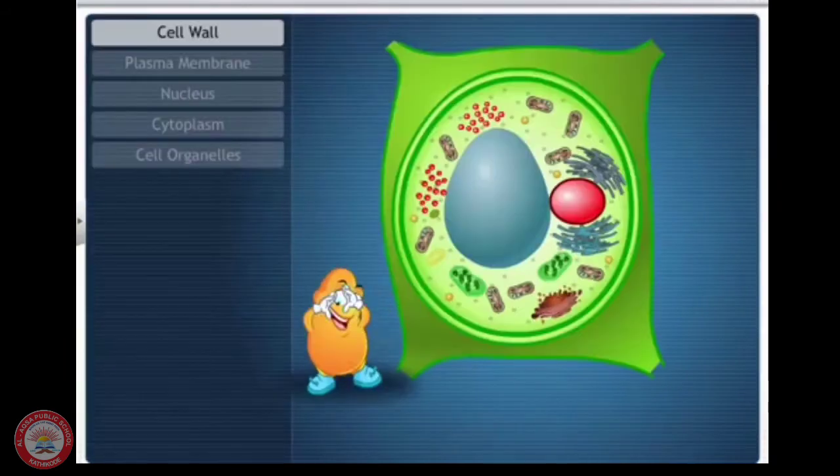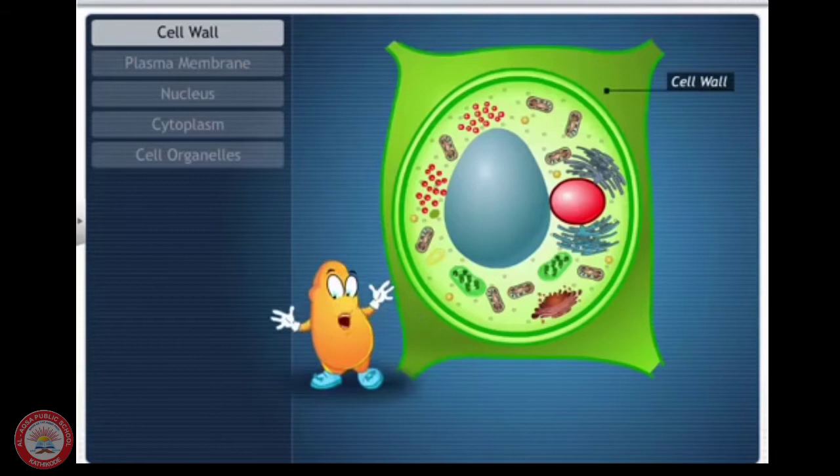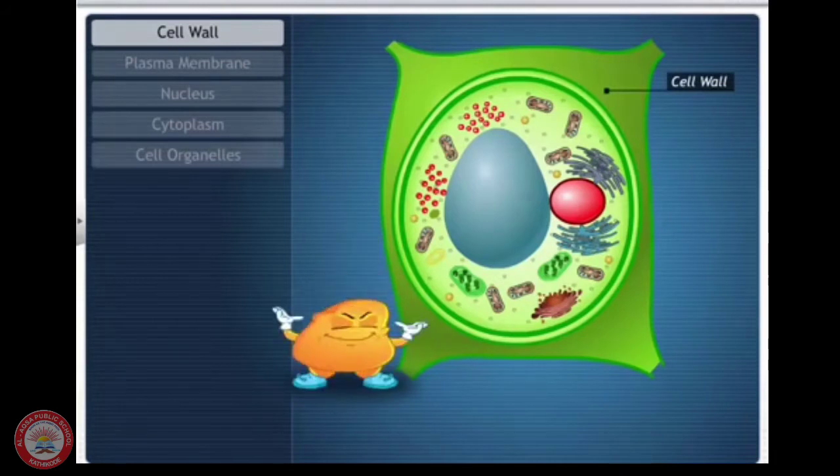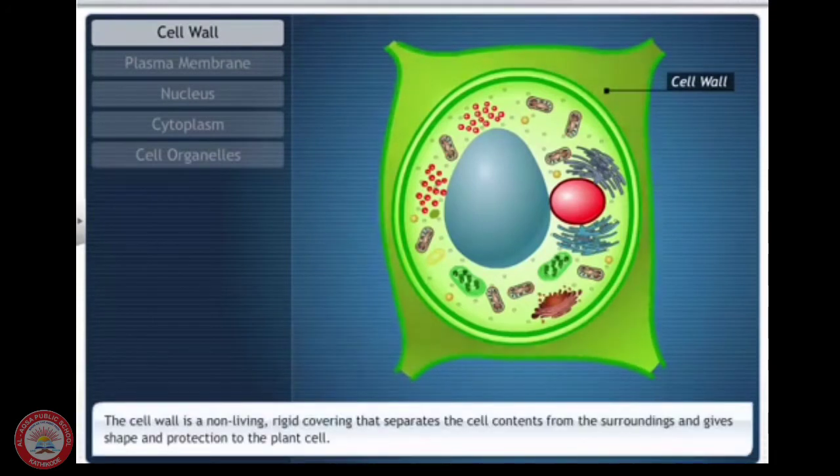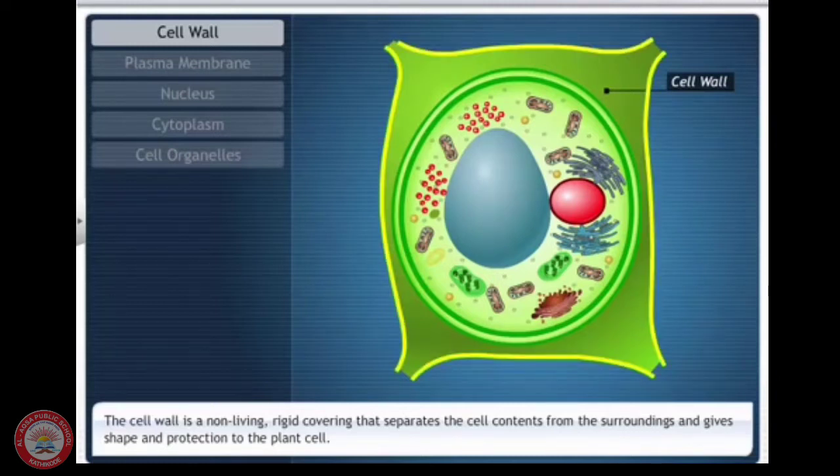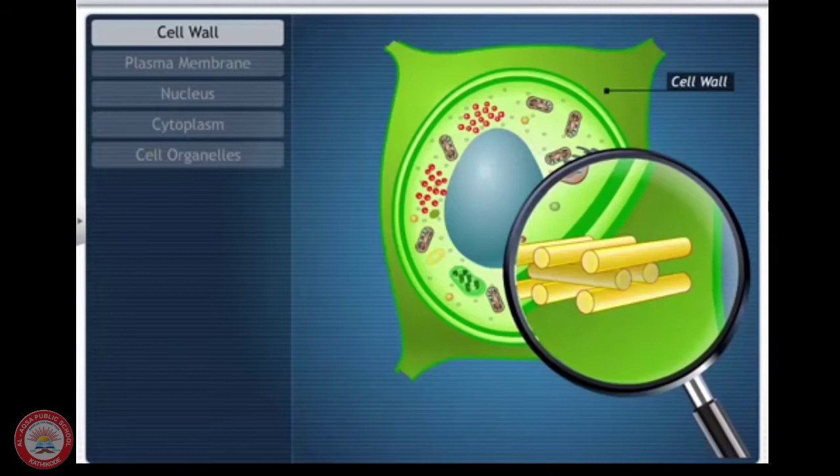Now, this is a plant cell, and you can see a cell wall outside the cell. The cell wall is non-living rigid covering that separates the cell contents from the surrounding and gives a shape and protection to the plant cell. But cell wall is present in only plant cells. The plant cell wall is mainly composed of cellulose.